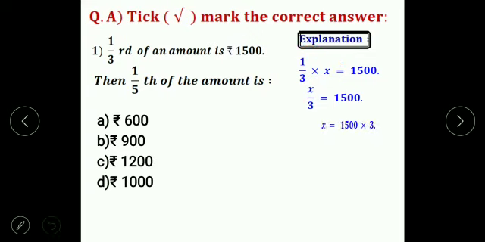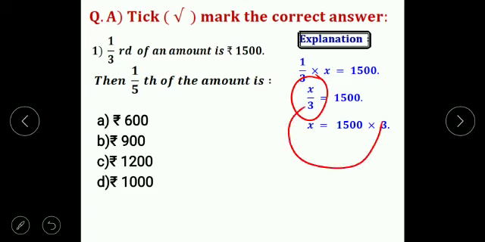Okay, now the next step is x is equal to 1500 into 3. See here, the sign between x and 3 is division, but on the left hand side. So we have to shift this 3 to the right hand side. In that case we have to change the sign, right? On the left hand side the sign between x and 3 is division, but on the right hand side we have to put the opposite sign. The opposite of division is multiplication. So that's why you have to write the multiplication sign here.